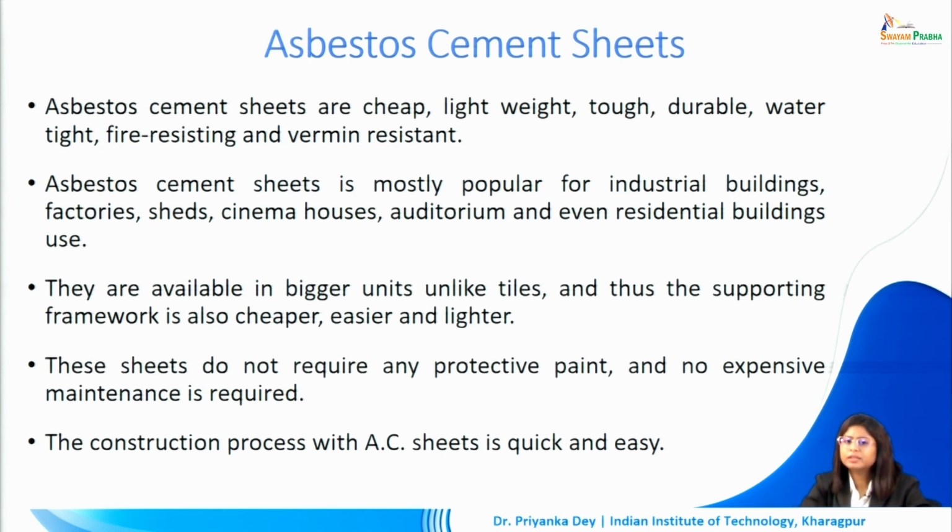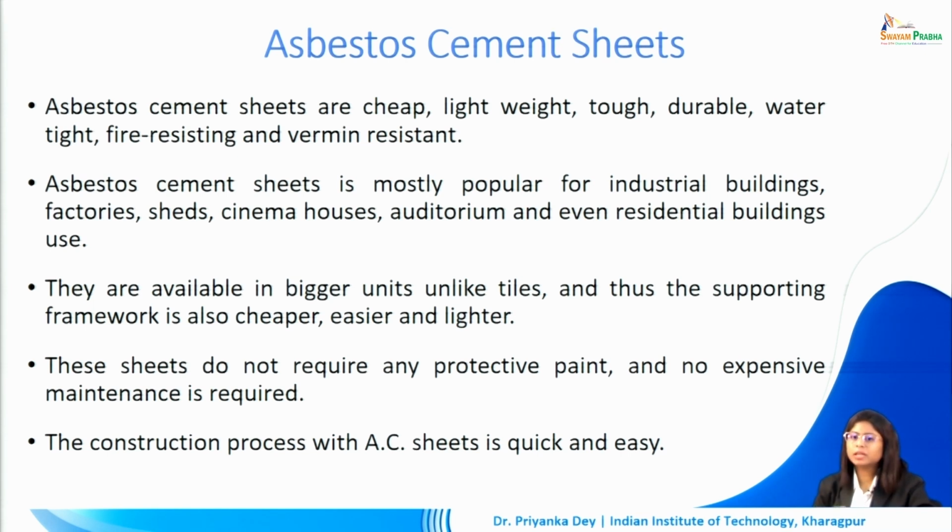Now they are available in bigger units unlike tiles, and thus the supporting framework is also cheaper, easier and lighter, because now we do not have to have very closely spaced members to support this roofing material. The number of battens that we have to use to connect between the roof covering and the common rafters is significantly reduced because the sheets come in much larger sizes. The tiles, because they are much smaller in size, will have to be nailed very regularly. As a result, there would have to be much larger number of battens.